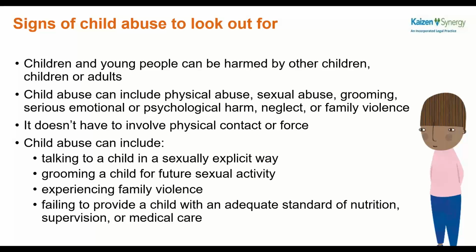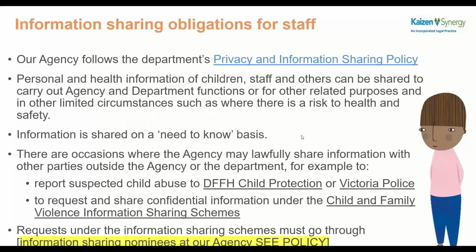It's important, as part of this, to look at the signs of child abuse that you may need to look out for. Now, children and young people can be harmed by other children or adults as well. Child abuse can include physical abuse, sexual abuse, grooming, serious emotional or psychological harm, neglect, or even family violence as well. It doesn't have to involve physical contact or force, and child abuse can include talking to a child in a sexually explicit way, grooming a child for future sexual activity, experiencing family violence, or failing to provide a child with an adequate standard of nutrition, supervision, or medical care.